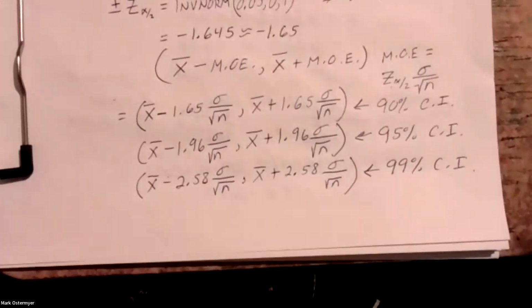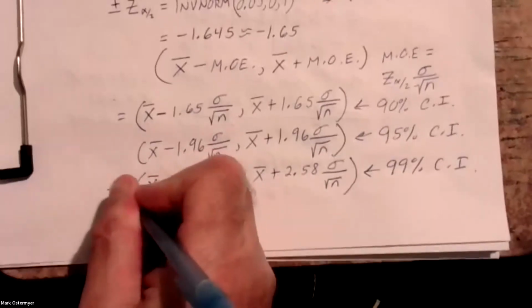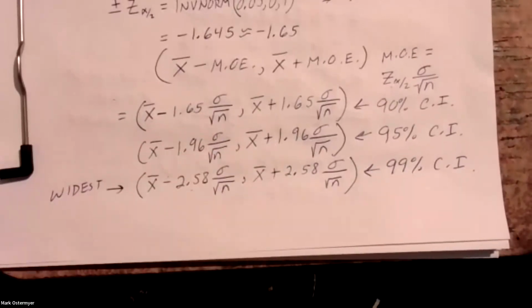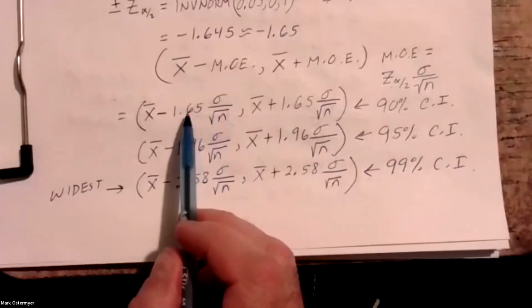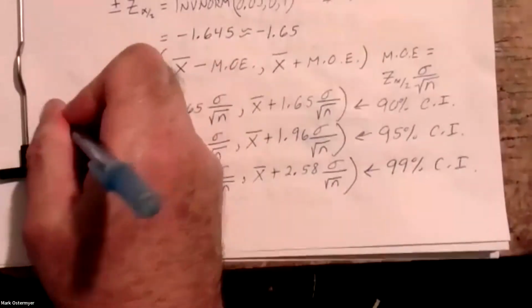Okay. Now, of these three intervals, which one is the widest? Well, that would be the interval that has the largest critical z-values, do you agree? Which is going to be the 99% confidence interval. This one is the widest interval. The one of these three that is the narrowest would be the one that has the smallest critical z-values. This one, the 90% confidence interval, is the narrowest.